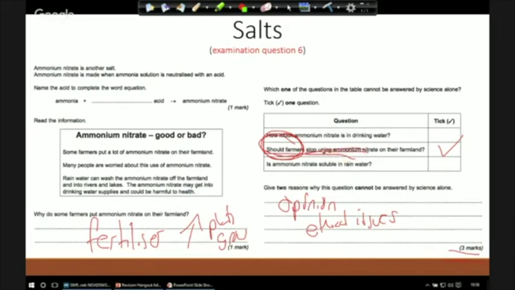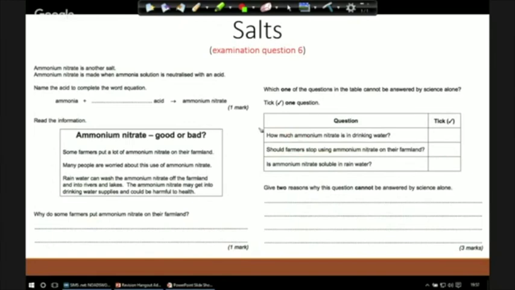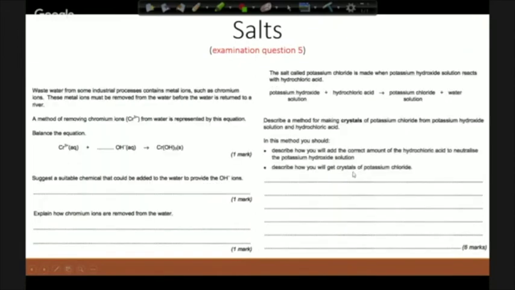Now, I just got a very quick question from Joe. He's saying, could I say that it dries out and that's how we get our crystals? Absolutely right, Joe. On our previous question where we were looking at essentially doing our titration, saying that it's going to dry out and form crystals is absolutely fine. That will get you a mark for that part.